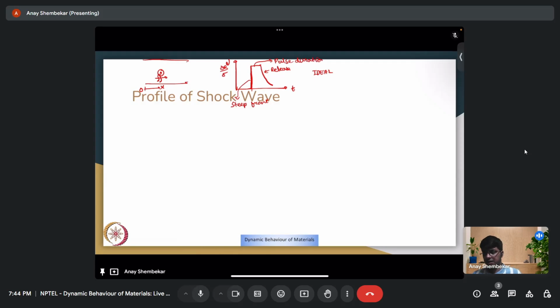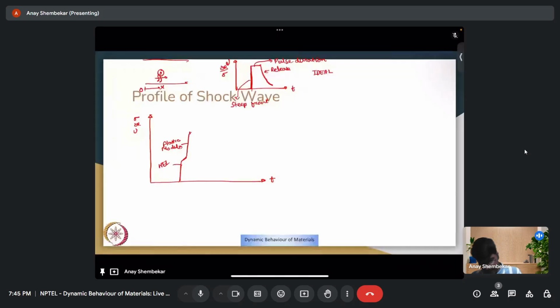Right. So this is how the ideal profile looks, but in reality we have a different version which looks something like this. So again, stress versus time. Initially, there is a rapid increase of stress till it reaches an elastic limit, which is called the HEL, Hugoniot elastic limit. And there is a plastic flow and the material rises as per the plastic modulus.